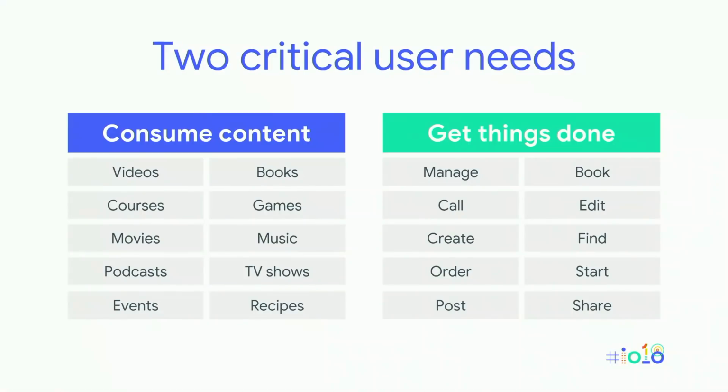Our devices are our portal to the world. We do everything with them. We watch videos, we consume content, we navigate the world using our devices. And there are two primary critical user needs for how people use devices. One is they actually consume content, and that includes everything from listening to music, to watching videos, to getting your best recipes. The other is we use our devices to get things done.